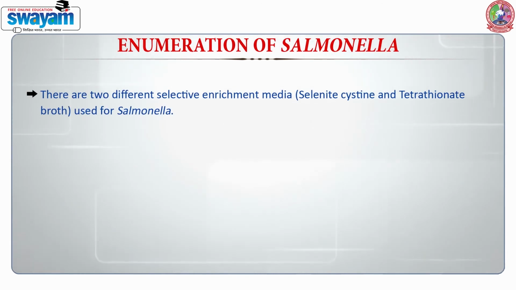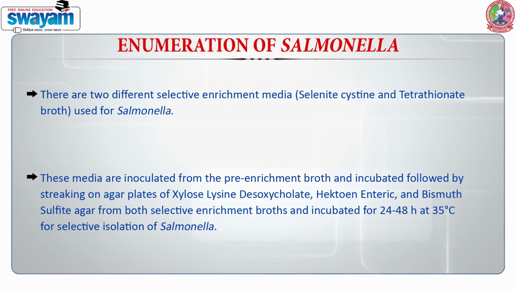There are two different selective enrichment media, selenite cystine and tetrathionate broth, used for Salmonella. These media are inoculated from the pre-enrichment broth and incubated, followed by streaking from both selective enrichment broths on agar plates of xylose lysine deoxycholate, Hektoen enteric and bismuth sulfite agar, and incubated for 24 to 48 hours at 35 degrees Celsius for selective isolation of Salmonella.